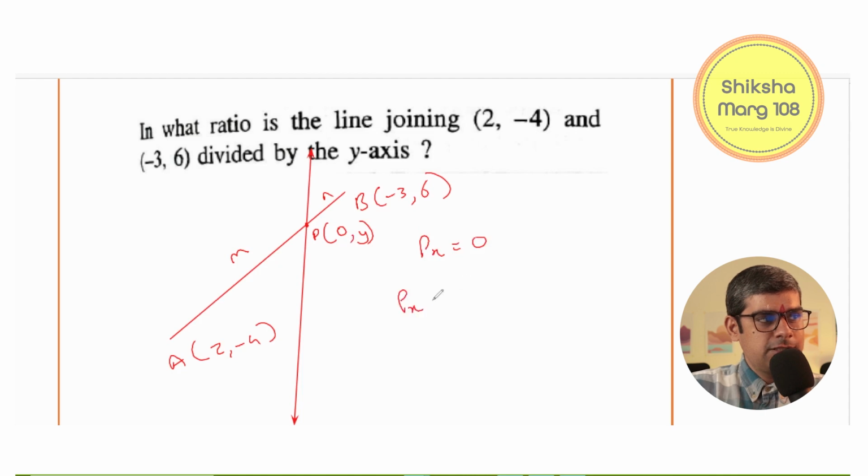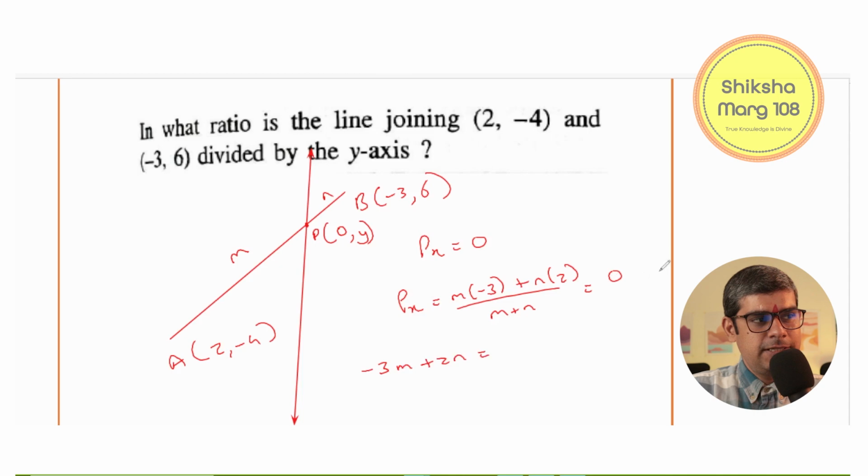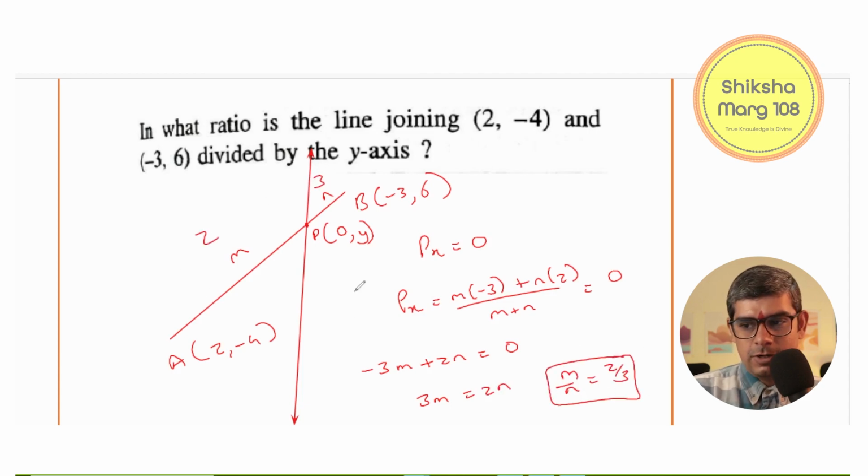Alright. Now, for understanding of the formula, Px would be equal to (m times -3 plus n times 2) the whole upon (m plus n), and that's equal to 0. So this is -3m plus 2n equals (m plus n) times 0, which is going to be 0. So taking 3m on the other side becomes positive 3m, which is equal to 2n. m over n is equal to 2 over 3. That's your answer, that's the ratio: 2 is to 3. Quite straightforward, quite simple.